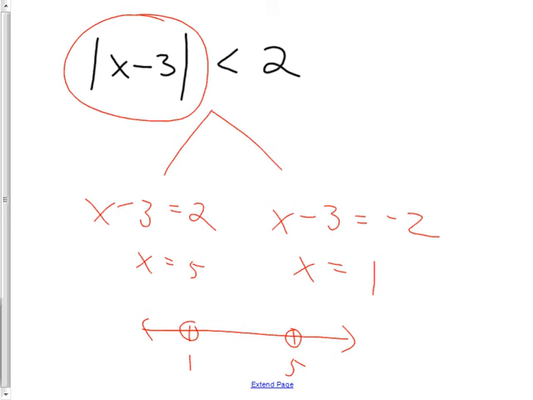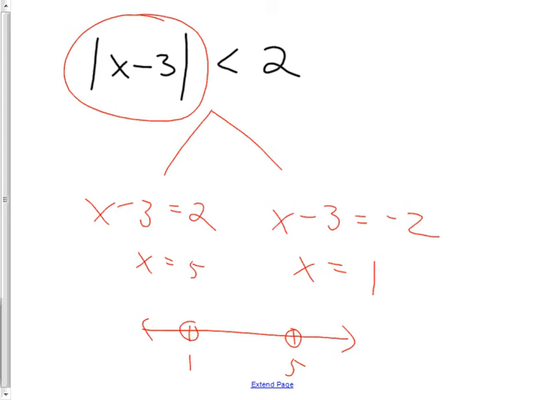Why? Because sometimes what happens is only the numbers above 5 work. Everything else might crash your function. Or sometimes only the numbers between 1 and 5 work. Sometimes the numbers between 1 and 5 work and the numbers above 5 work. You know what I'm saying? We don't know which little zones work and which ones don't work. We don't know. So here's what we do.